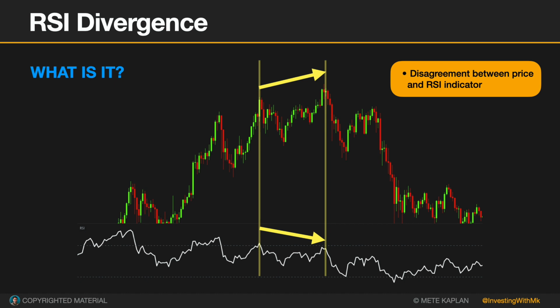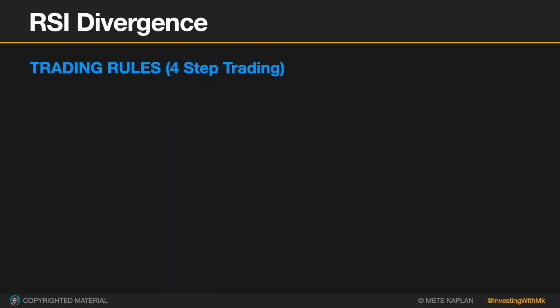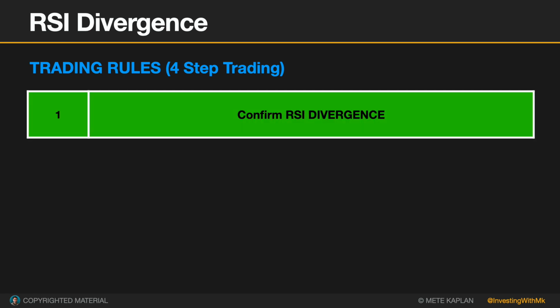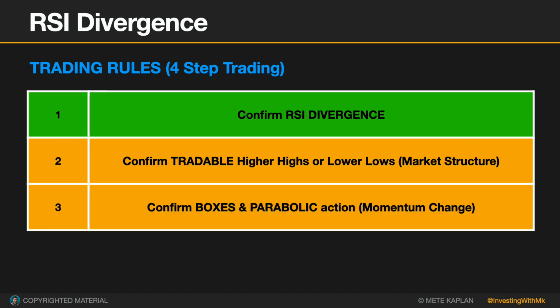This is why I have developed 4-step RSI divergence trading strategy that works really well. What are these 4 steps? 1. Confirm RSI divergence, the disagreement between price and RSI indicator. 2. Confirm tradable higher highs or lower lows. You can't just simply jump to a trade in first higher high or lower low with the expectation it's gonna fall or rise. 3. Confirm boxes and parabolic action.